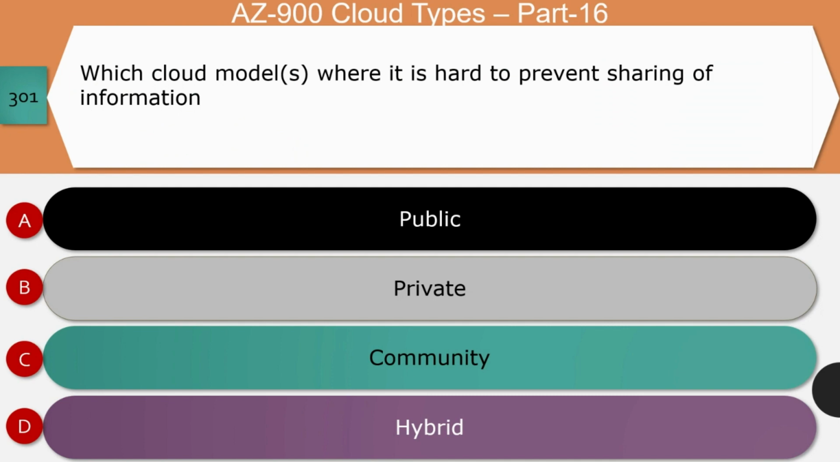The first question, which cloud model is hard to prevent sharing of information? Is it public, private, community, or hybrid? The correct answer for this question is option A, that is public. Let's see the reason. Public cloud is a shared entity and is being used by many tenants. Unless you have proper security controls in place, it will be difficult to prevent sharing of information.